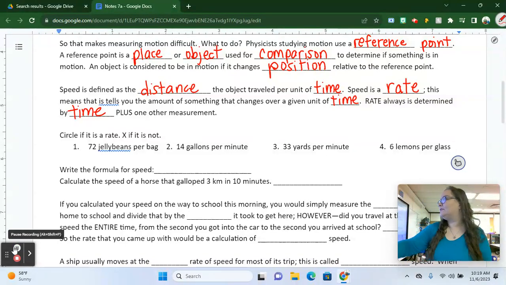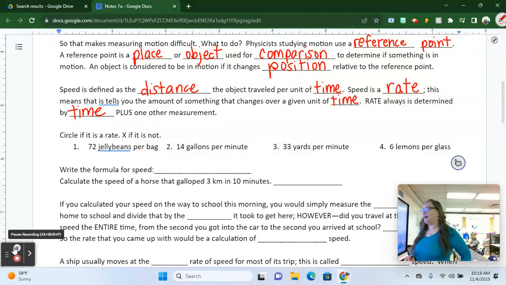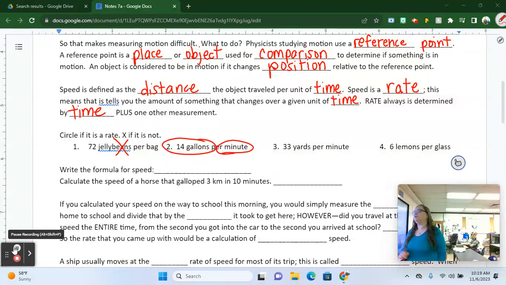Okay, so here we've got circle it if it's a rate, X it if it's not. 72 jelly beans per bag. Is that a rate? No, it is a proportion, but it's not a rate because it doesn't have a unit of time. How about 14 gallons per minute? Yes, that would be a rate because it is a unit of time.